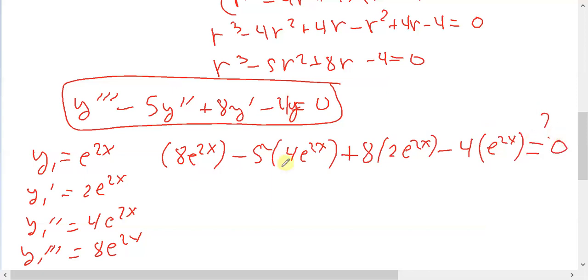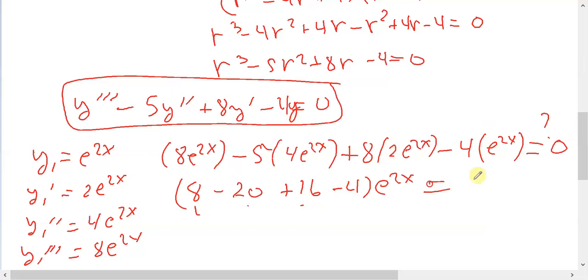Well, let's check. There's how many e^(2x)'s I'm going to have. I'm going to have 8 of them here, minus 20. I got 16 and another minus 4. That's how many e^(2x)'s there are. And if all was right with the world, yep, positive 24 and negative 24 does equal 0. You could check all three of them, but this was easy enough to check with e^(2x), and it does work out.